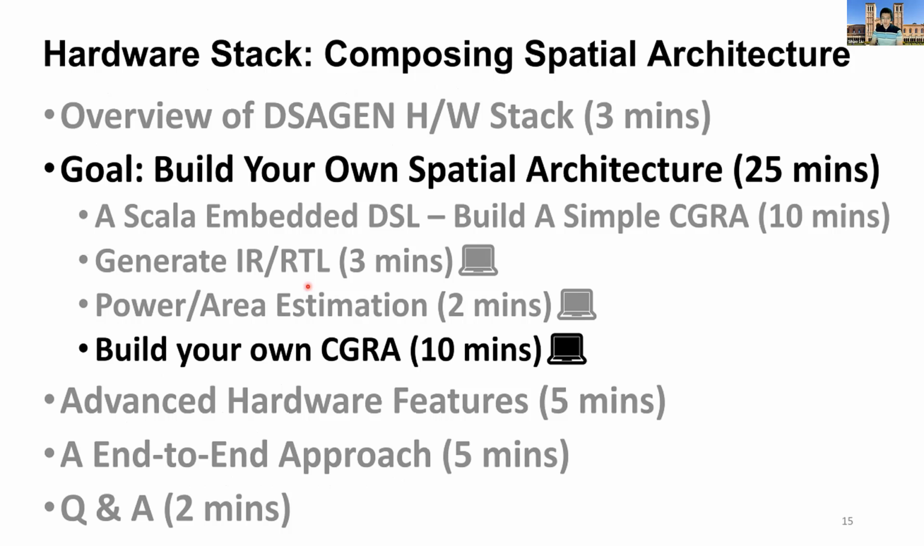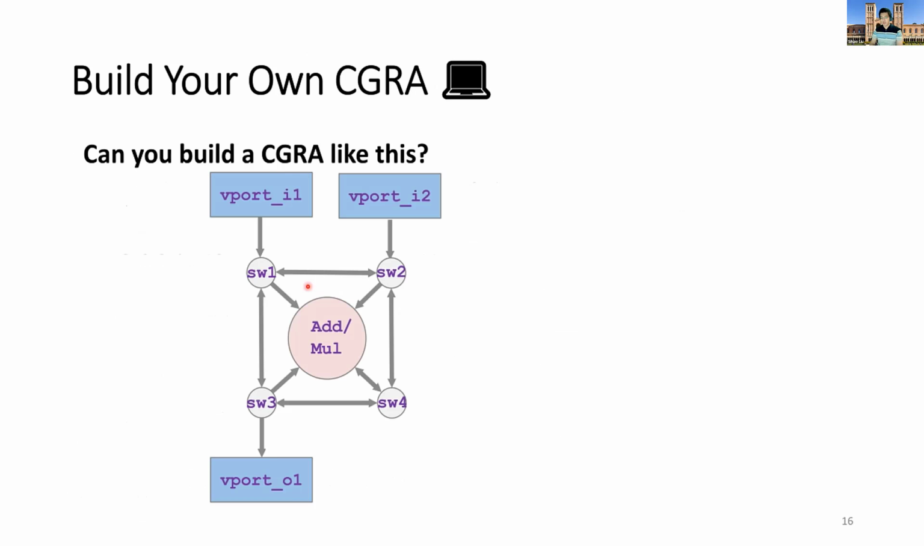And the last thing is that I'm going to teach you how to build your own CGRA. And this is the CGRA that we just defined. What if we want to have something like this? We want to add another processing element, new switches, and a new input vector port.